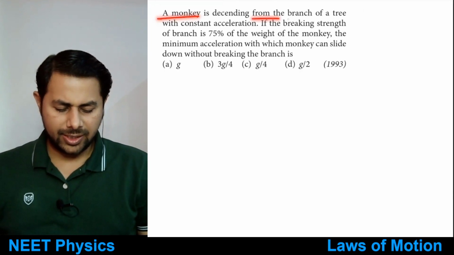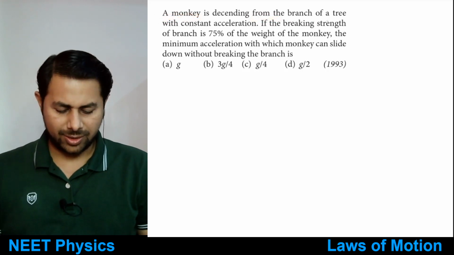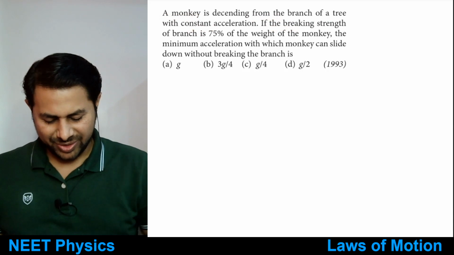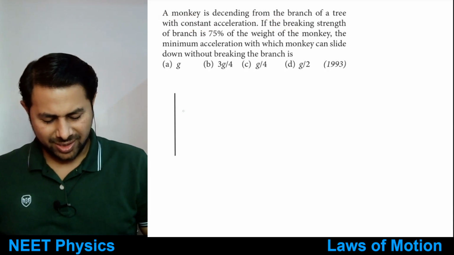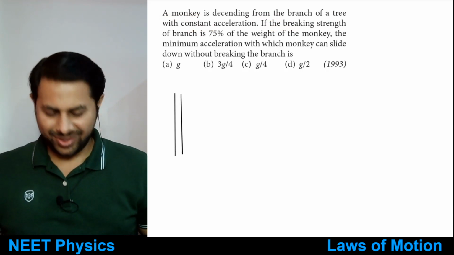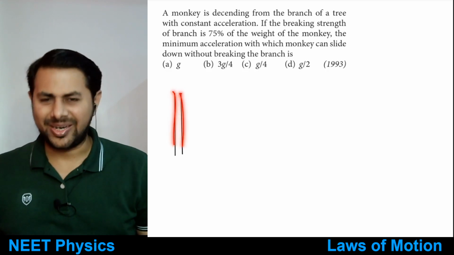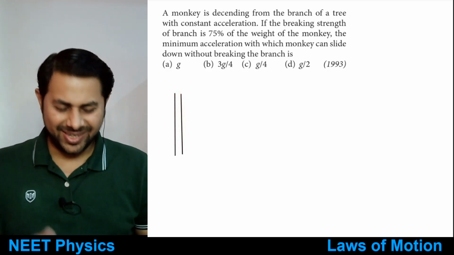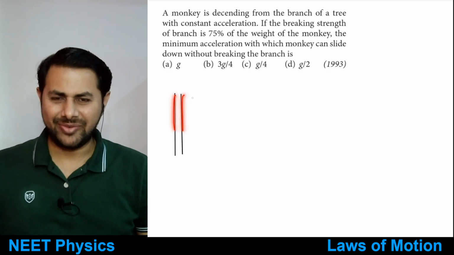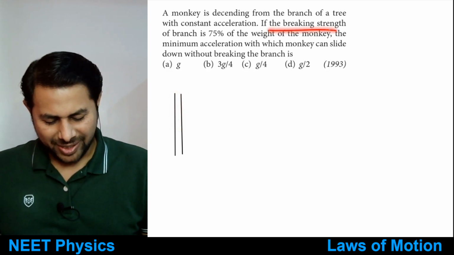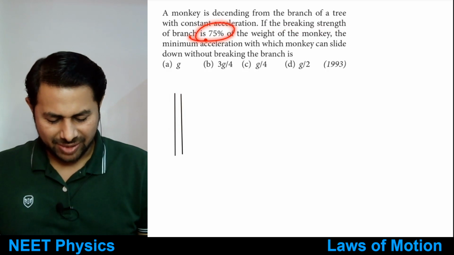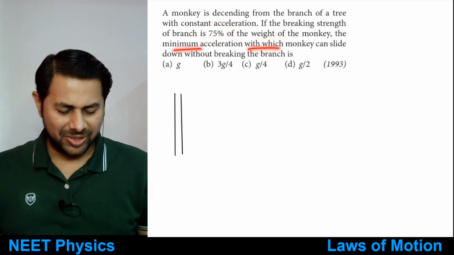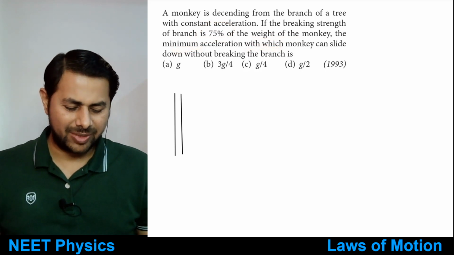A monkey is descending from a branch of a tree with constant acceleration. Now there is a monkey which is descending from a branch of a tree, and we'll consider the branch to be vertical. If the breaking strength of the branch is 75% of the weight of the monkey, the minimum acceleration with which the monkey can slide down without breaking the branch is?